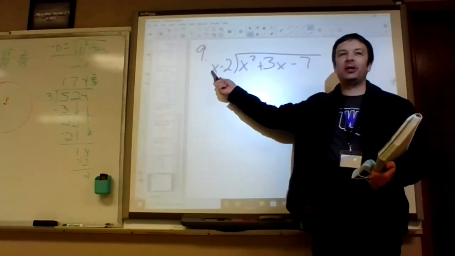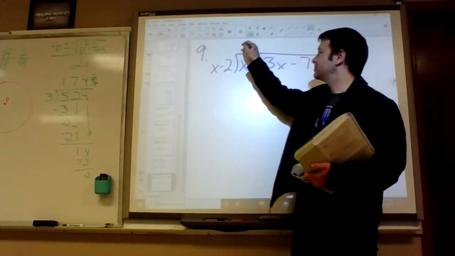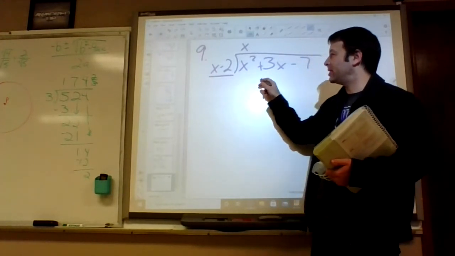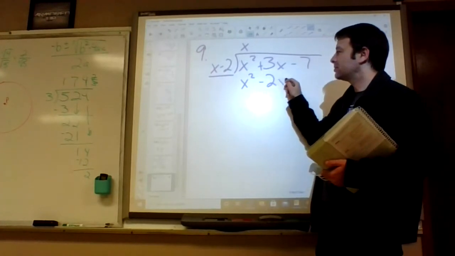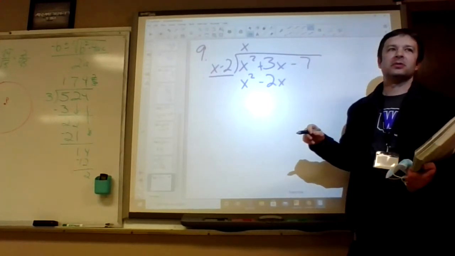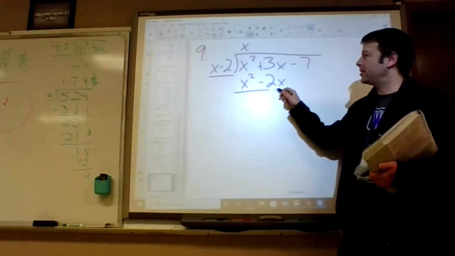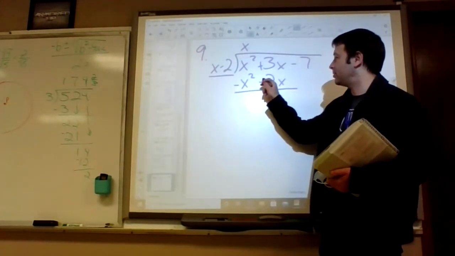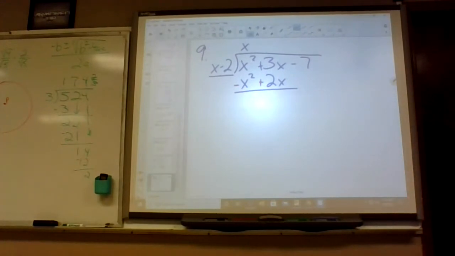So remember the question I asked? x times what equals negative 8x? Negative 8. Then you take the negative 8 and multiply it by x plus 2 and put that down here. So negative 8x plus 16. These are long problems.